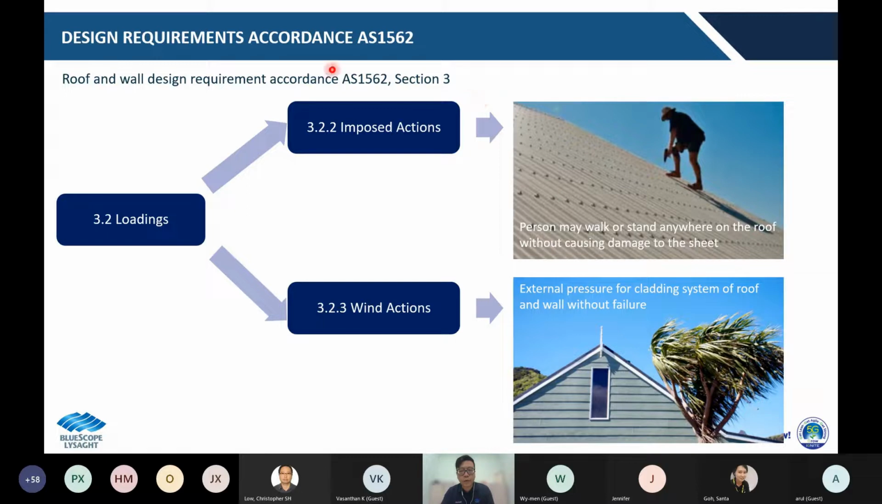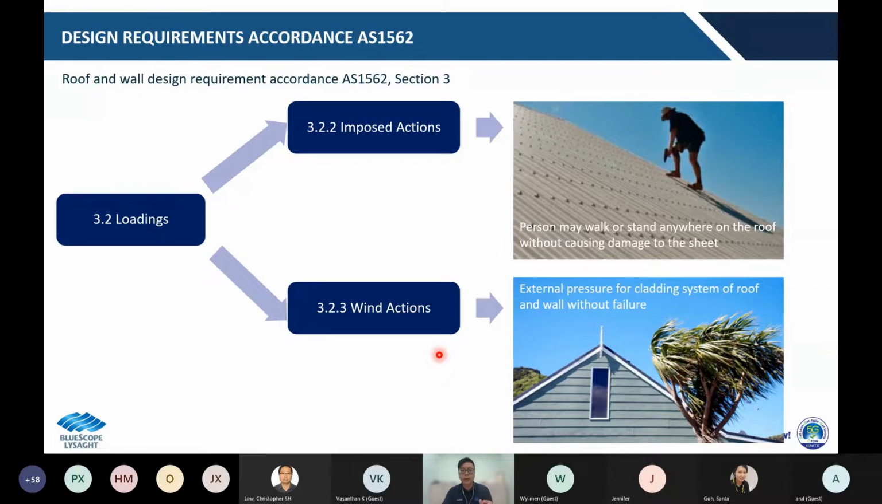In clause 3.2.2 about the imposed action, the standard specifies that a person may walk or stand anywhere on the roof without causing damage to the sheet. This condition can be achieved by conducting the concentrated load test that I shared earlier. All right. Then refer to clause 3.2.3, the wind action, the external pressure for the cladding system of roof and wall without failure. Which means the code specifies that you must comply with the imposed action and wind action: that somebody walks on it, and even when wind load is applied on it, the roofing sheet is without failure.